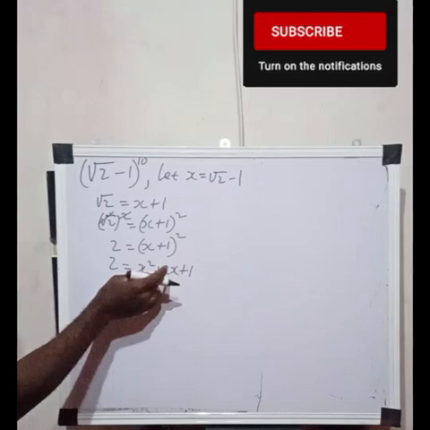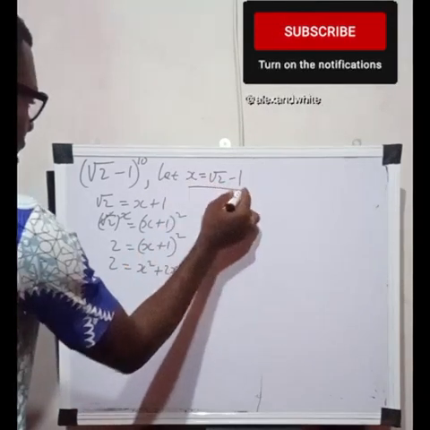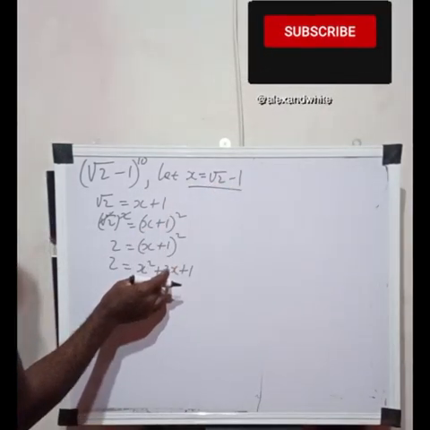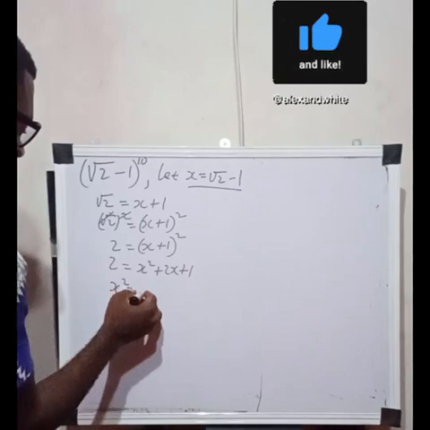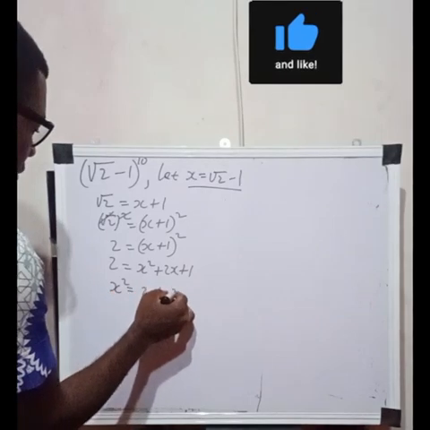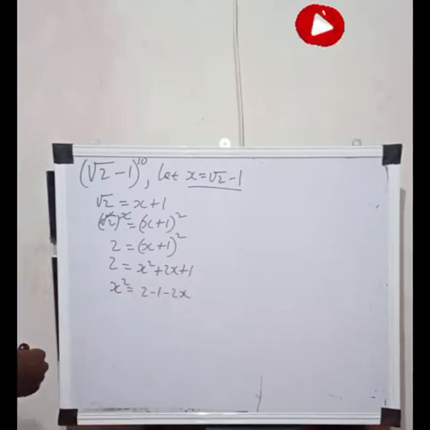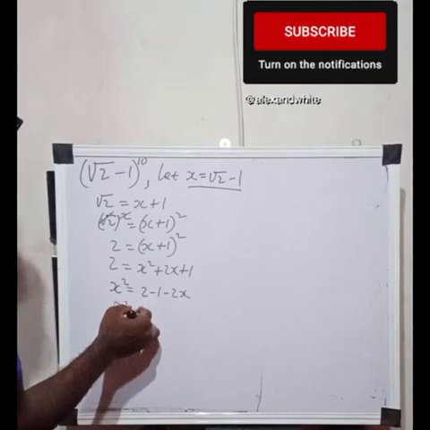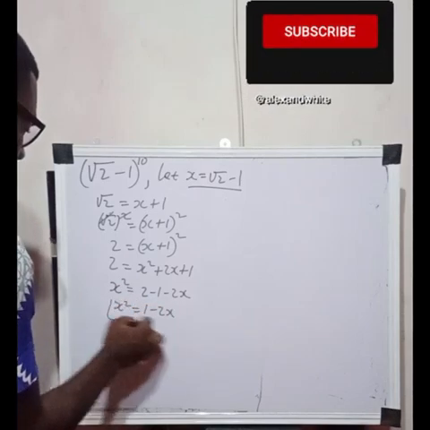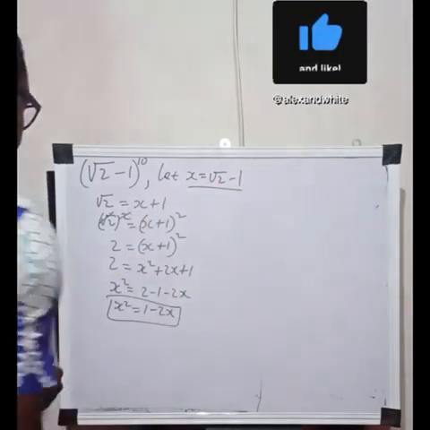We'll make x squared the subject of the formula because x is already this. I want to find x squared. If you make x squared the subject of the formula here, I'll have x squared equals 2 minus 1 minus 2x. So x squared will be equal to 2 minus 1, which is 1, minus 2x. So this is x squared and this is x.